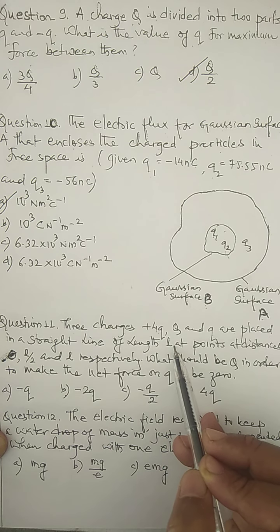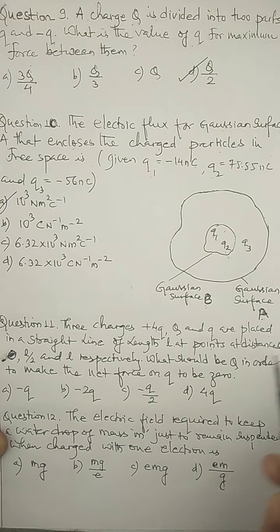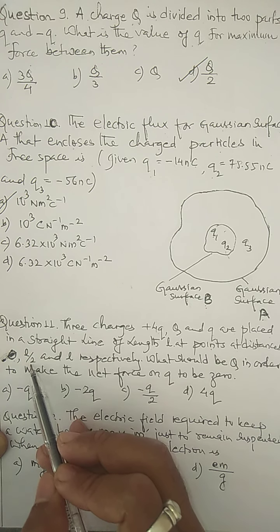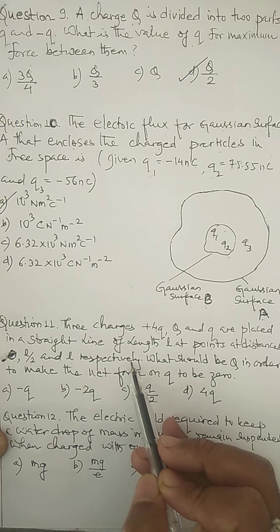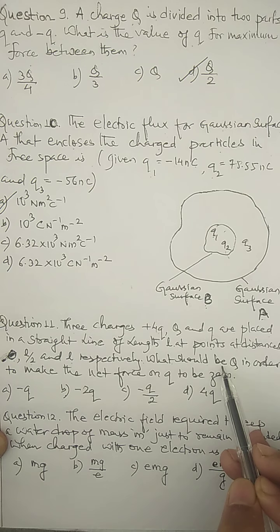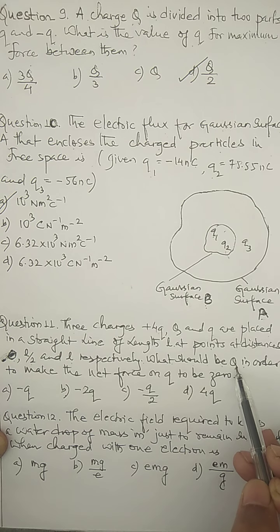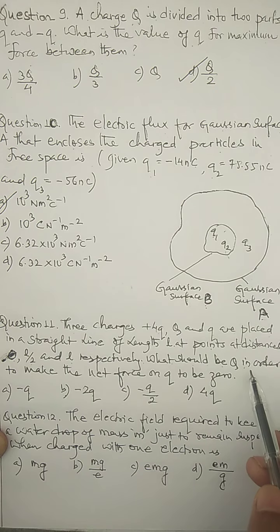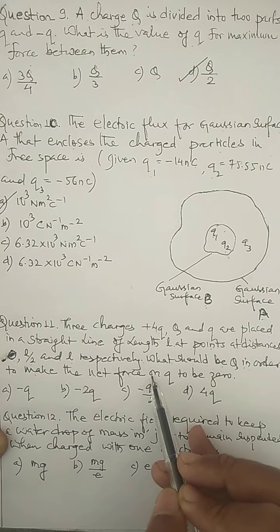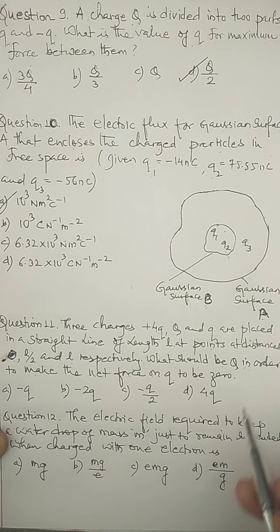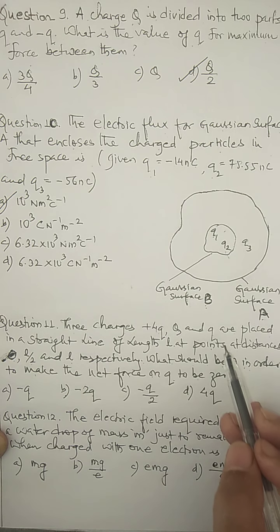A straight line of length L, at points at distances 0, L by 2 and L respectively. The question asks what should be the value of capital Q in order to make the net force on small q equal to 0.